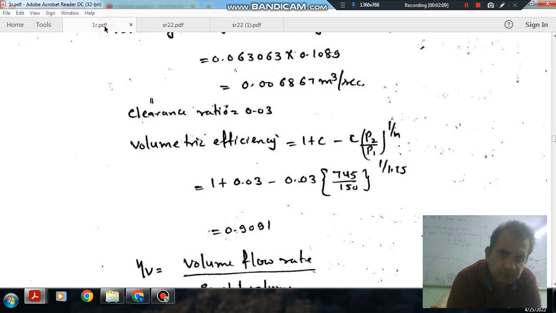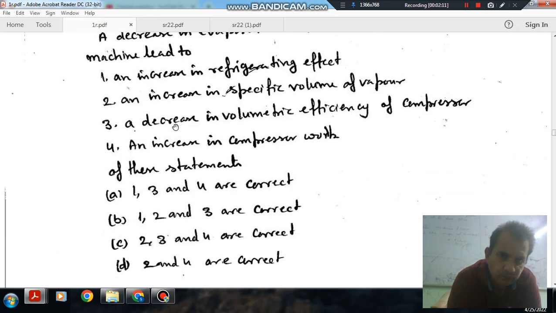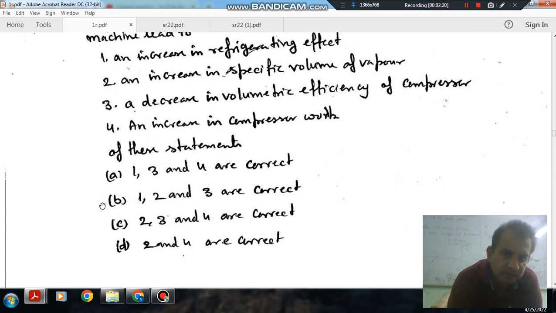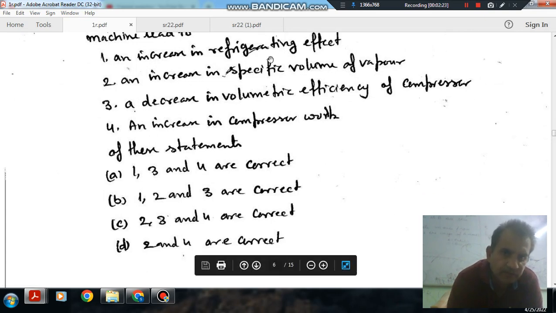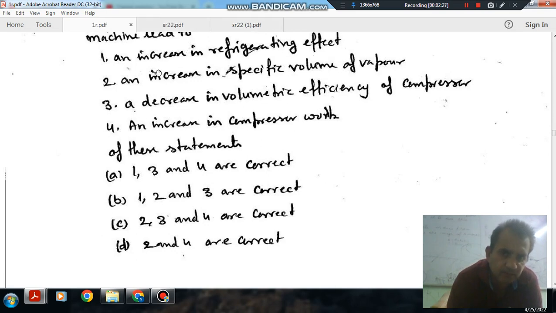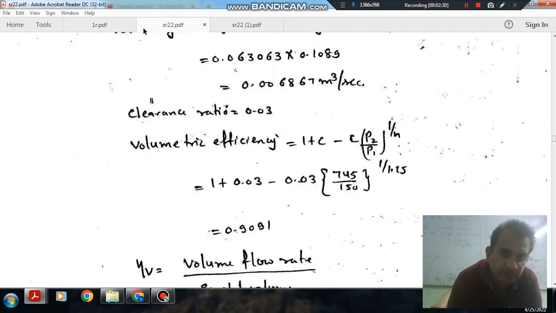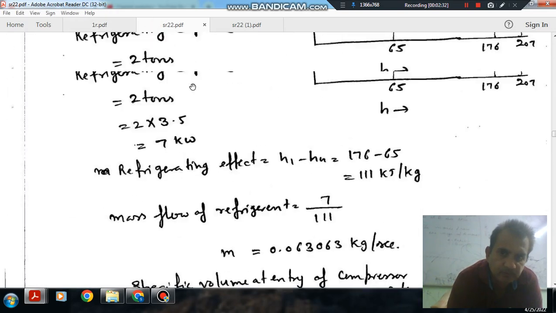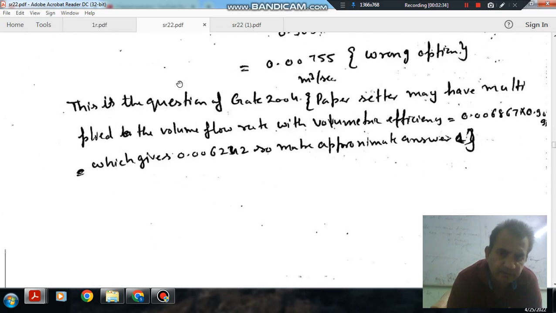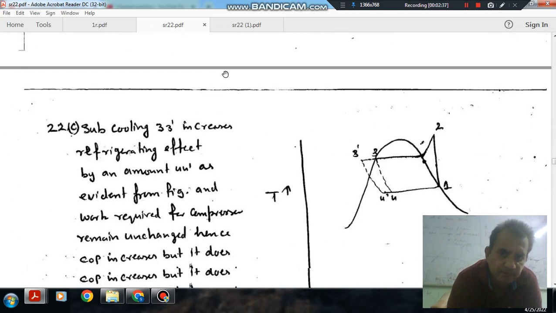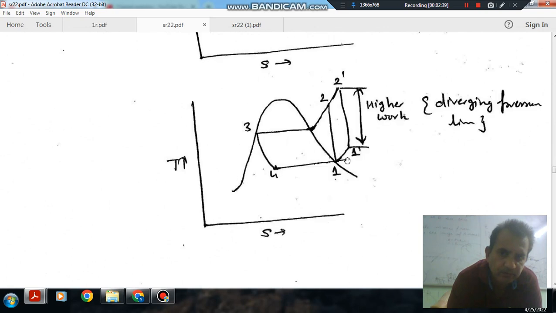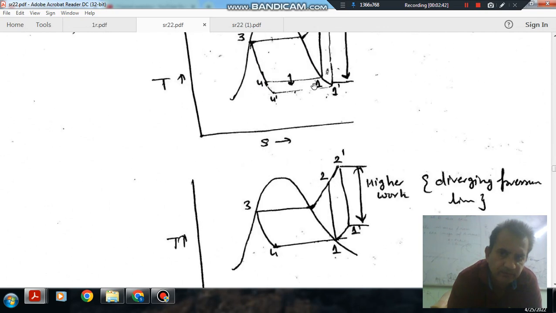Okay, so that is also correct. And increase in specific volume of the vapor: as pressure is decreasing, specific volume will also increase. Okay, so answer is 2, 3 and 4. Increase in the refrigerating effect is not observed. As the line is shifting below, for the same compressor work increasing, the increase in the refrigerating effect is not observed. Okay. So that will be same.